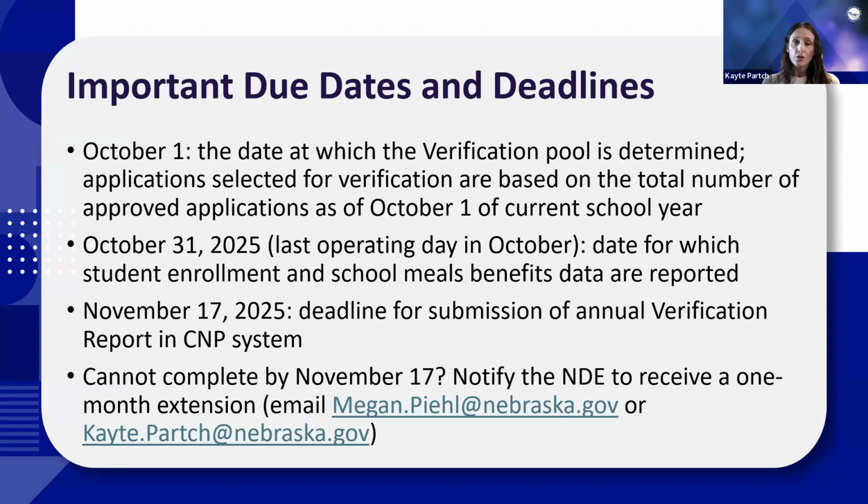And then October 31st happens to be the last operating day for most schools in Nebraska in the school year 2025-26. So you'll see that last operating day referenced in several places in the verification report. And if your school operated on Friday, October 31st, that's going to be the date at a point in time in which you're looking and aggregating numbers to include in some sections of the verification report.